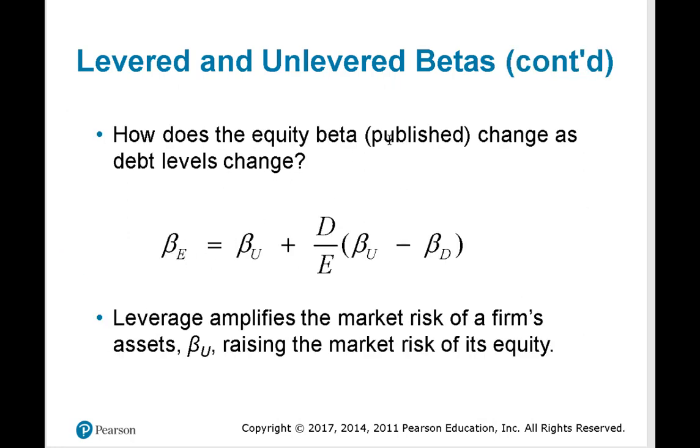So we can do a little algebra here. How does equity beta, that's the number that's published, change as debt levels change? Well, the unlevered beta is the beta of this company if it had no debt, adjusted for the relationship between the beta of the unlevered company minus the beta of its debt, scaled by the debt equity ratio. So leverage in the end amplifies the market risk of the company's assets, that's this beta sub u. That is what is raising the market risk of equity itself.